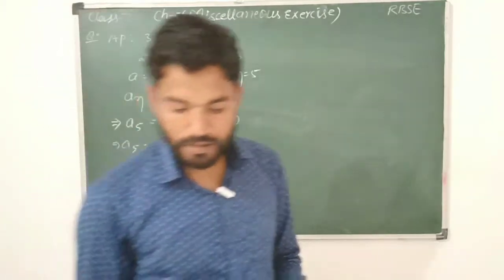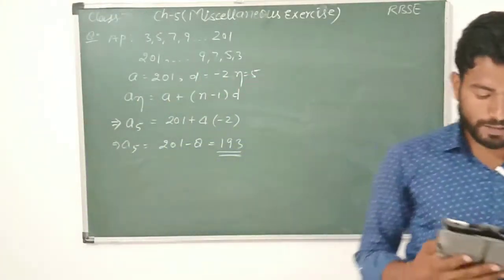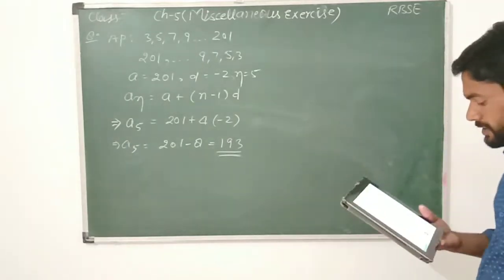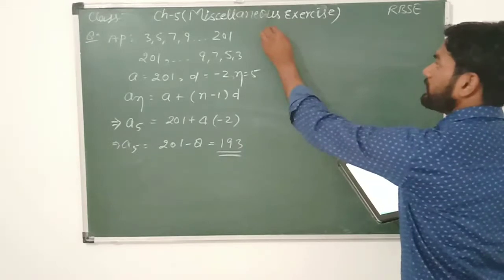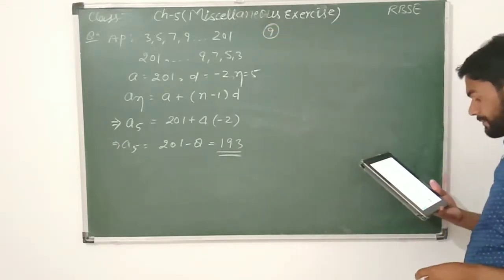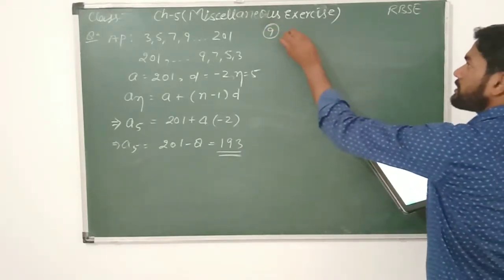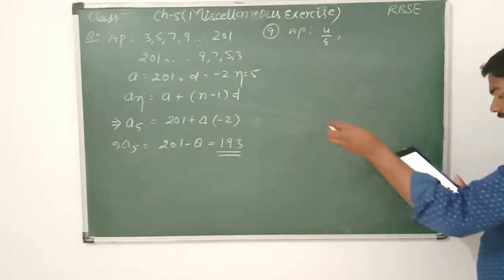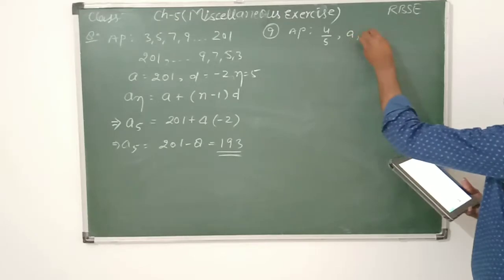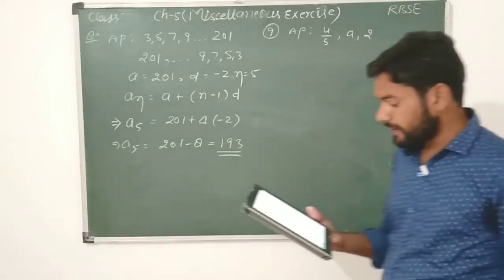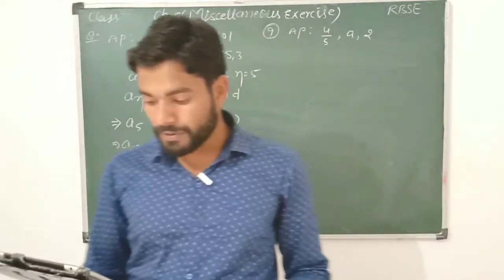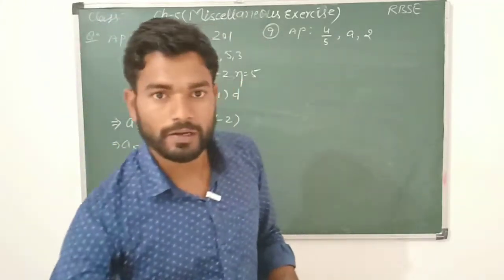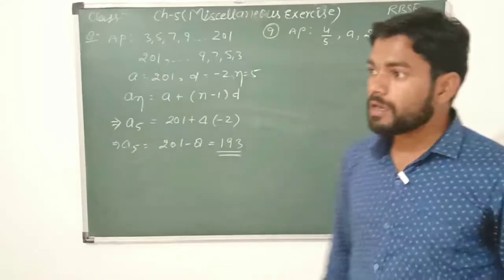Question number 9. If three consecutive terms of an arithmetic progression are given, these terms are consecutive, it means these are the terms of the AP. Consecutive terms means one after another continuously, so they are terms of an AP, and it is given that it is an arithmetic progression. What will be the value of a?